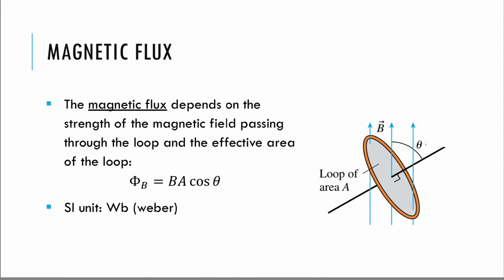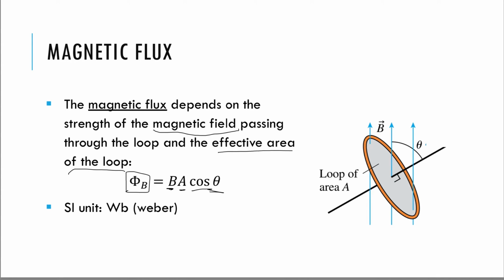We're now ready to define magnetic flux. Magnetic flux depends on how strong the field is and the effective area of the loop. You just multiply those two together. B is the field, A is the area of the loop, and that cosine term makes it so that we only get the field that is passing through that loop, as we saw in the previous slide. Capital Phi over here is the symbol for the magnetic flux. The units are the Weber. I hope I'm pronouncing that correctly.